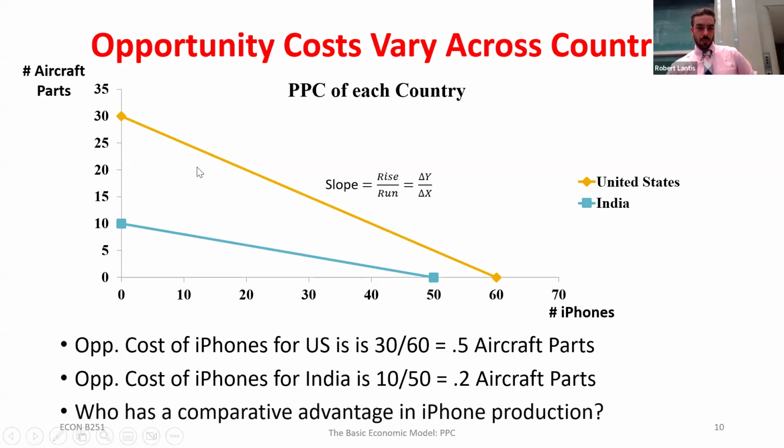Okay. And I'll move this out of the way so we can actually see my third question. So who has a comparative advantage? Whoever can produce that x-axis good of iPhones at the lower cost. 0.2 is less than 0.5, so we would choose India. Okay.